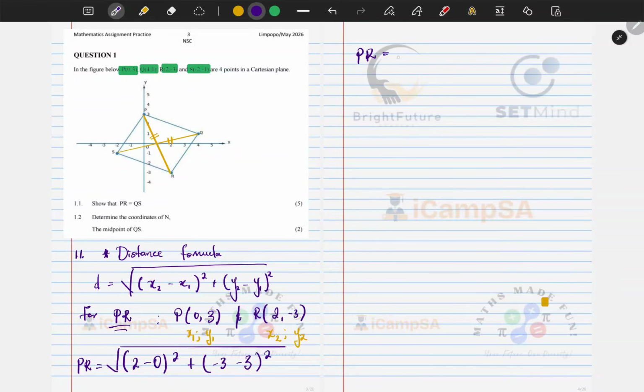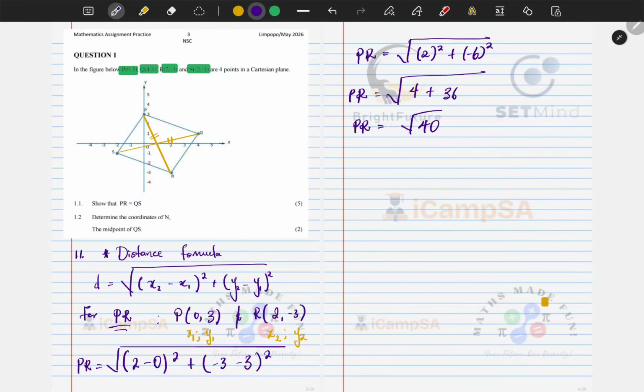So what I'm going to be left with is PR equals 2 minus 0, which is 2 squared, plus minus 3 minus 3, which is minus 6 squared, right? Then from here I'm going to have 4 plus negative 6 all squared. Remember, the negative is inside the bracket, so it's everything squared. It's going to be 36. Now I have PR equals the root of 40, right?